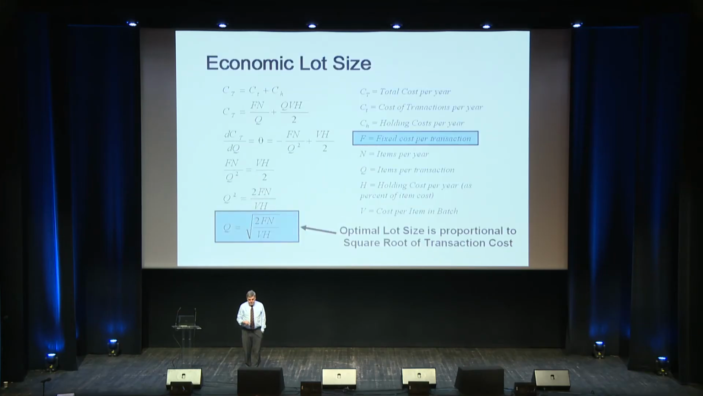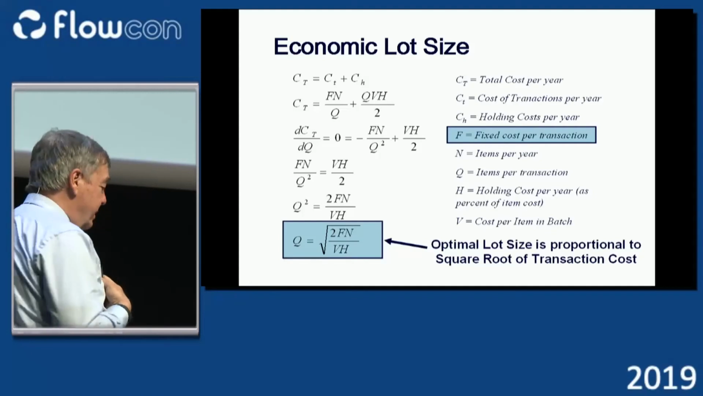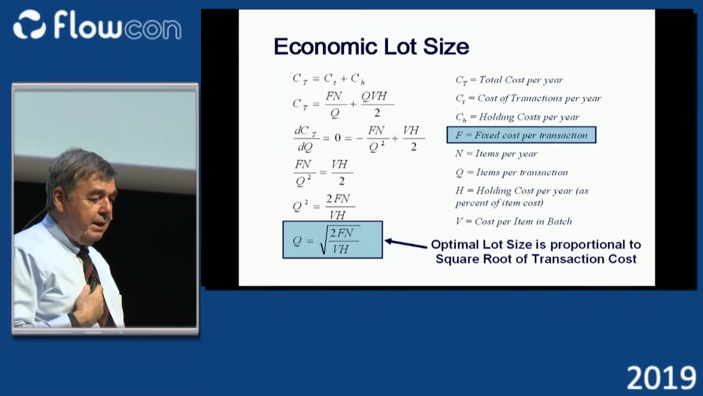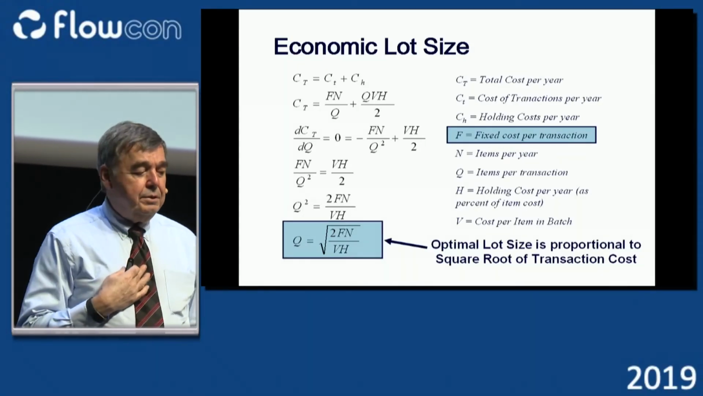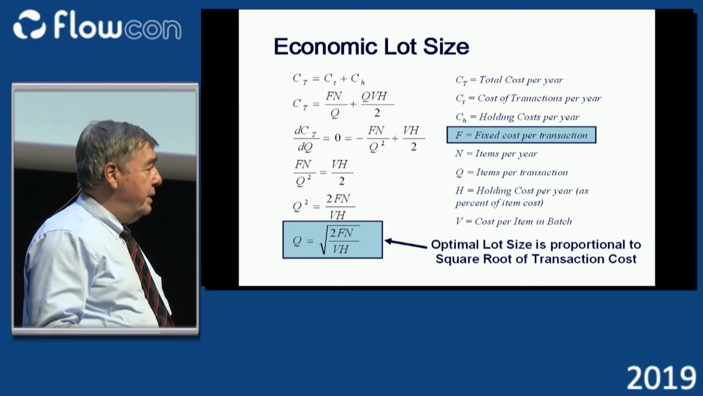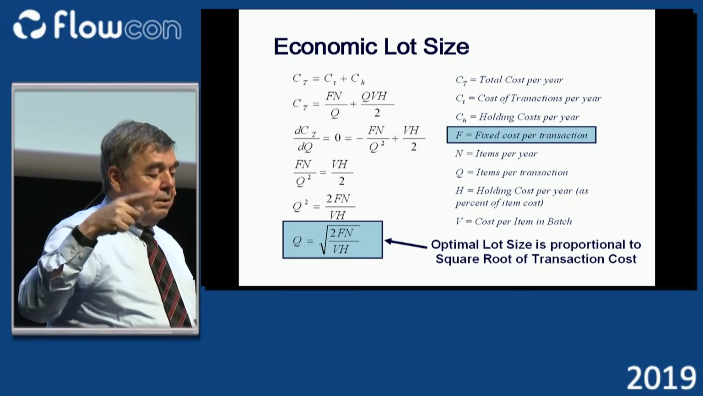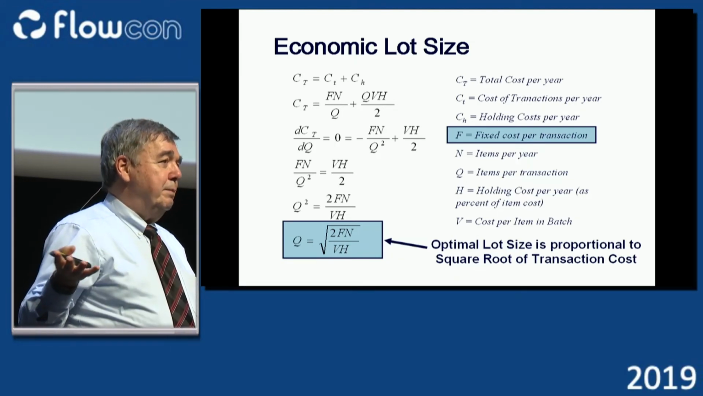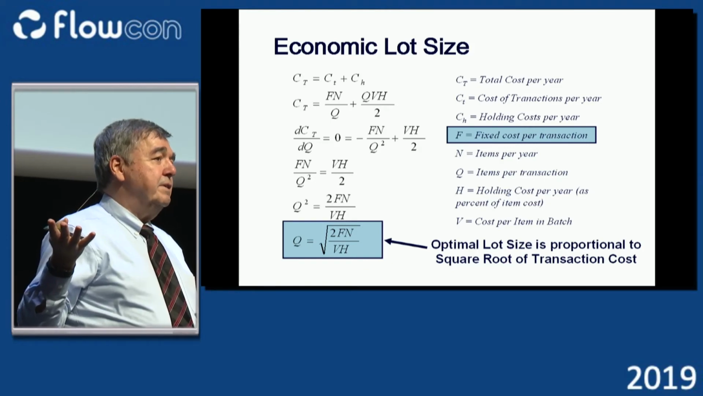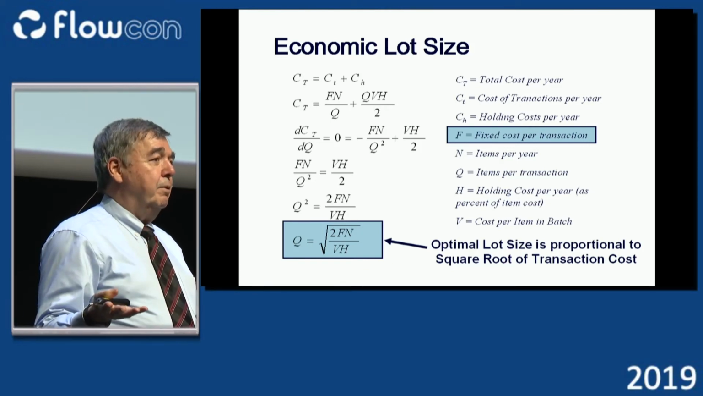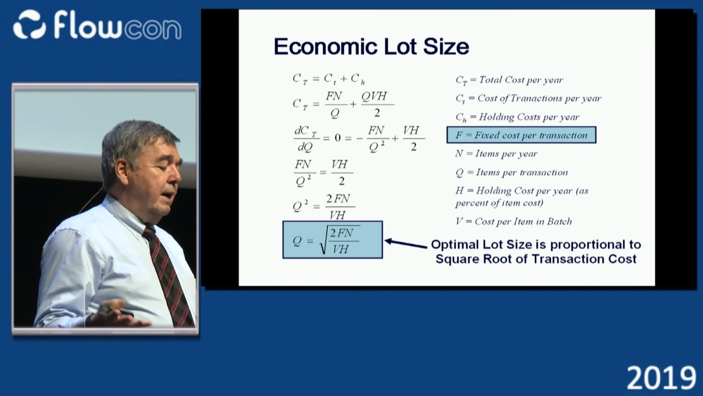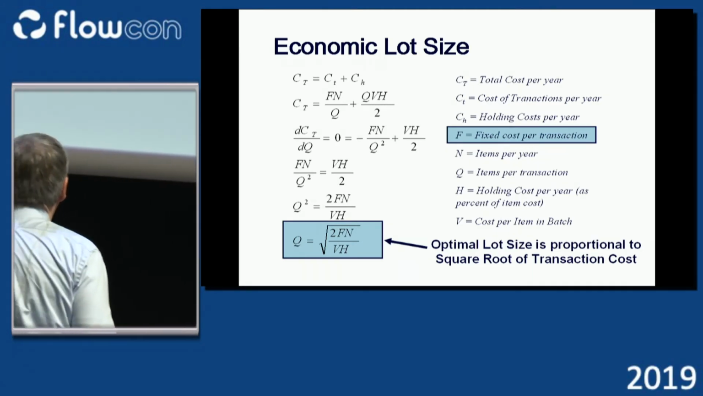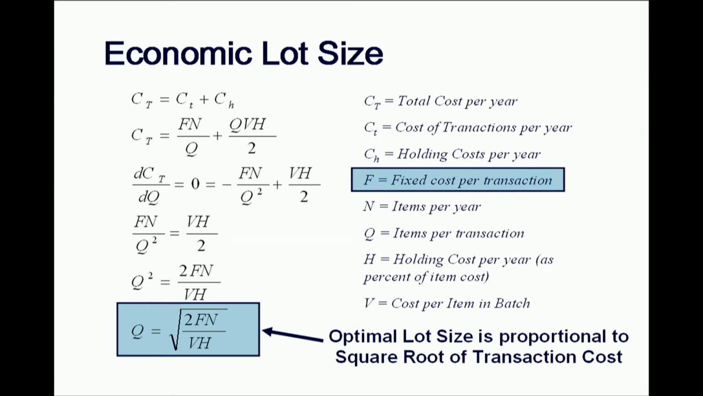Now, the real math behind economic lot size is nothing terribly complicated. You construct a total cost equation which sums up the holding cost and the transaction cost. Like most optimization problems, you take the derivative of the equation, set it to 0, and solve for where the minimum is. And when you do that, you get this formula in the blue box: the optimum lot size is proportional to a couple of factors.